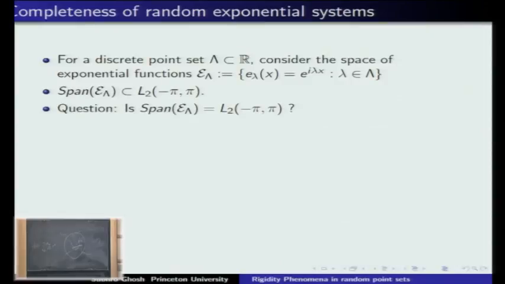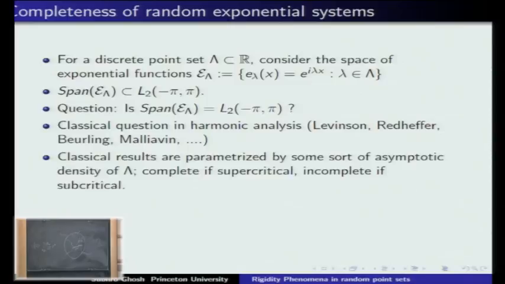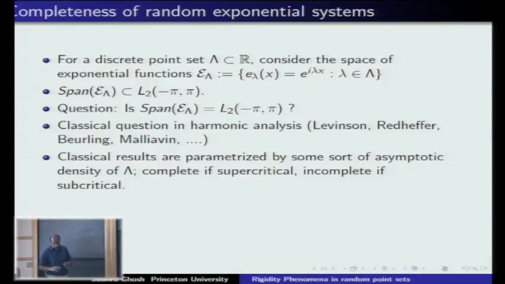So the question is whether the span of E lambda is equal to L2 of minus pi pi for some generic point set, and it is a classical question in harmonic analysis. It has been studied. There are long surveys by Redheffer and Levinson, and Beurling and Malliavin have studied this question, and the classical results are parameterized by some sort of asymptotic density of lambda. In this case, it is the Beurling-Malliavin density. So these are results in the deterministic setting, and they are of the following nature.